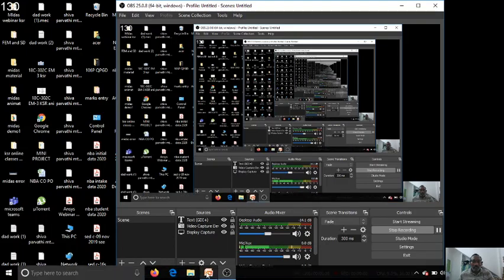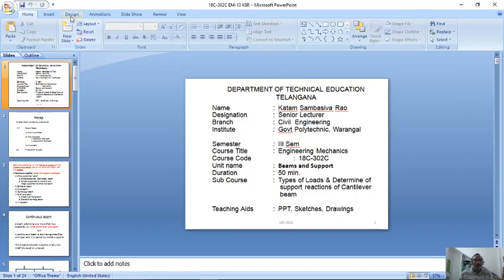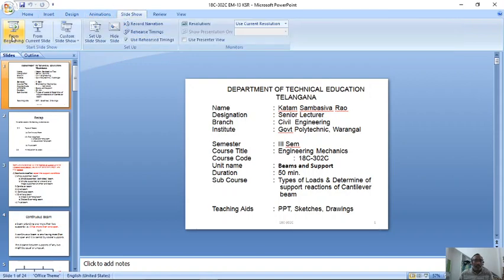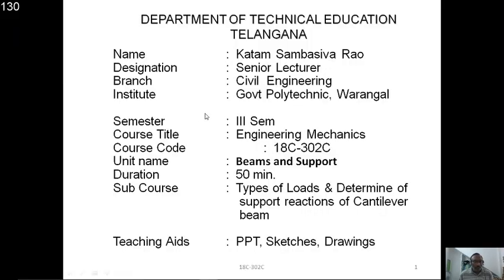Dear friends, today we are going to learn about the difference between the point load and concentrated load and how to find the support reactions of a cantilever beam.